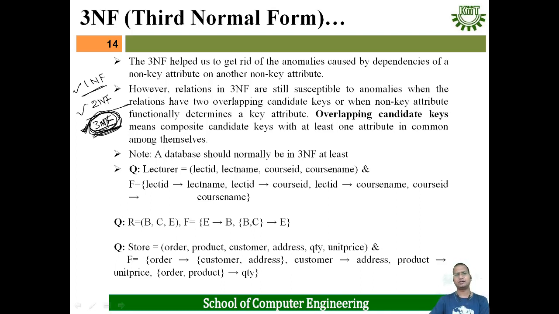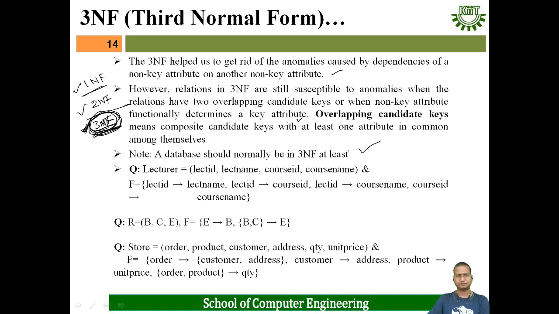The 3NF helps us to get rid of the anomalies caused by dependencies of a non-key attribute on another non-key attribute. However, relations in 3NF are still susceptible to anomalies when the relation has two overlapping candidate keys or when a non-key attribute functionally determines a key attribute. Overlapping candidate keys means composite candidate keys with at least one attribute in common among themselves. At least a database should be in 3NF.